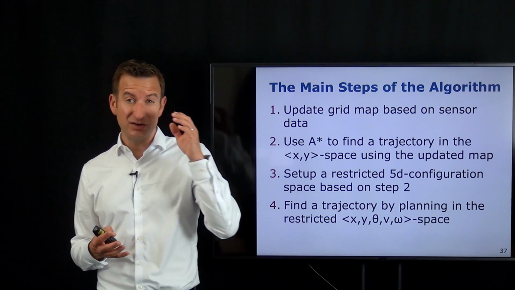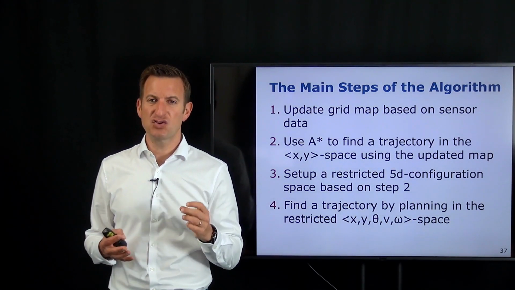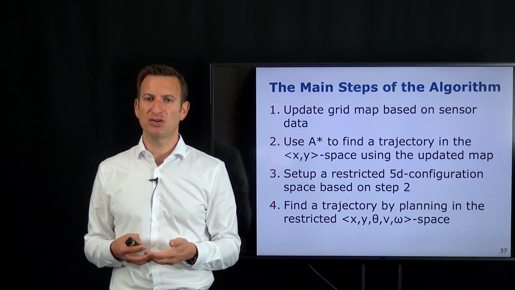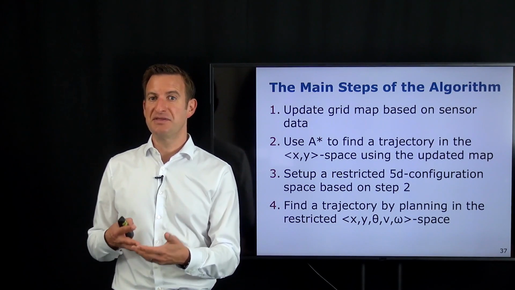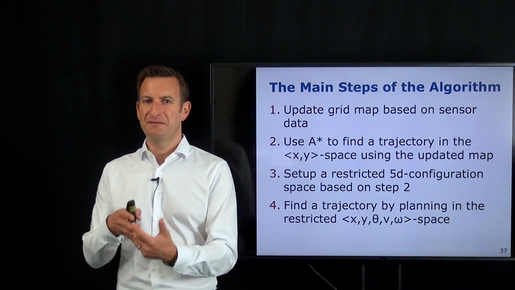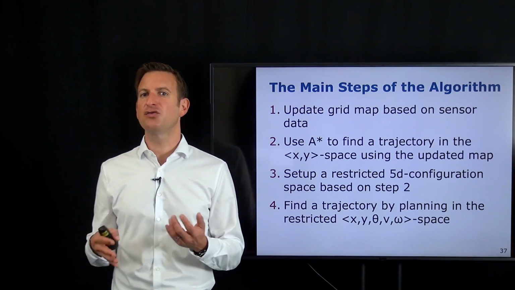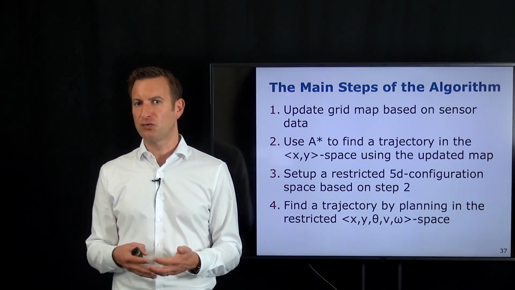But the assumption here is that the path we plan in the 5-dimensional space should actually not be too far away from the 2-dimensional path, because we know already that the 2-dimensional path is the shortest path, but not necessarily the fastest path. But fast and short are typically not too far away from each other. It's not the same, but it's often not too far away.